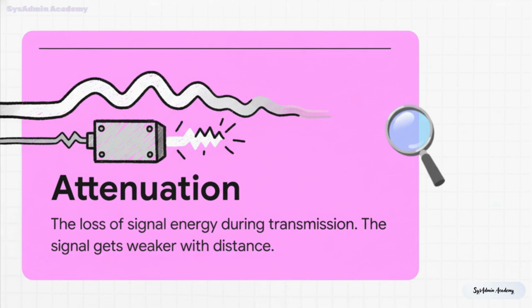So we use amplifiers or repeaters to boost it back up. But here's the catch. An amplifier also boosts any noise the signal has picked up along the way. It can't tell the difference between the good signal and the bad. This is exactly why an Ethernet cable has a hard length limit of 100 meters.